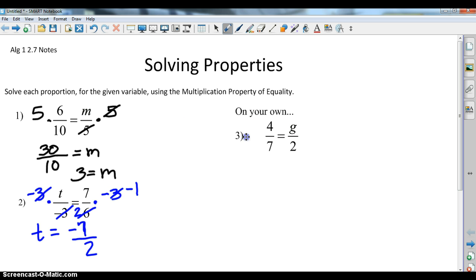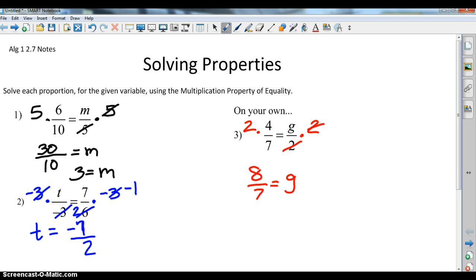I want you guys to pause this and do number 3, and then we'll come back together and hopefully we get the same answer. I'm back, and you can see what I did. All we have to do to get g by itself is times both sides by 2. And then you have 2 times 4 is 8 divided by 7. So your answer is g is equal to 8/7. Not too hard. We're going to move on to the next part.